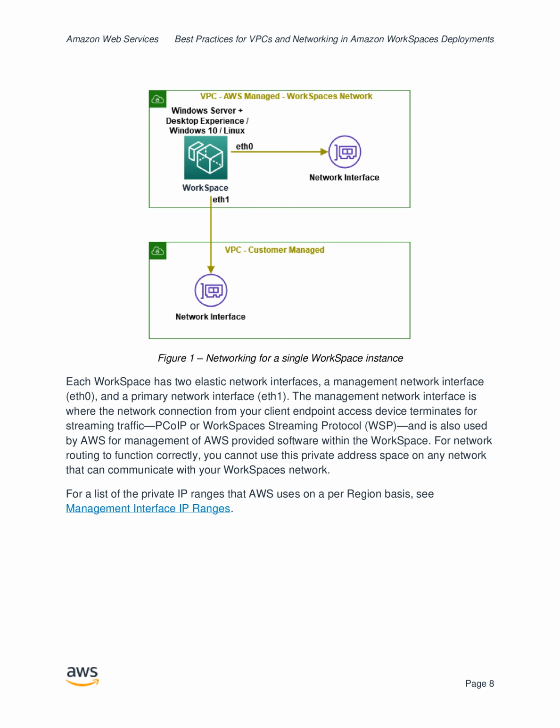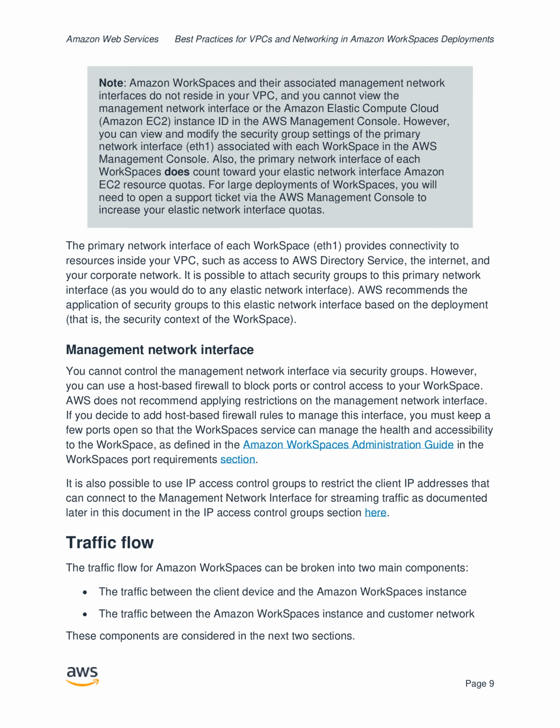For network routing to function correctly, you cannot use this private address space on any network that can communicate with your WorkSpaces network. For a list of the private IP ranges that AWS uses on a per region basis, see Management Interface IP ranges. Note: Amazon WorkSpaces and their associated management network interfaces do not reside in your VPC, and you cannot view the management network interface or the Amazon Elastic Compute Cloud (Amazon EC2) instance ID in the AWS Management Console.